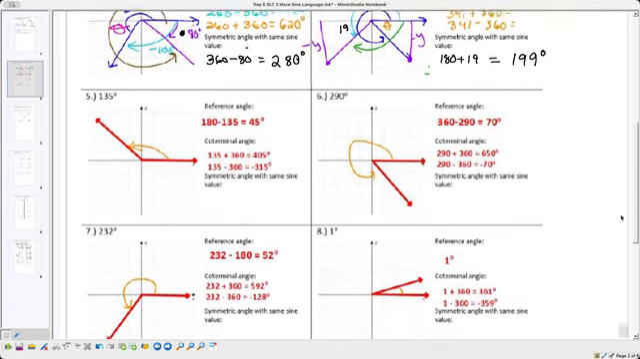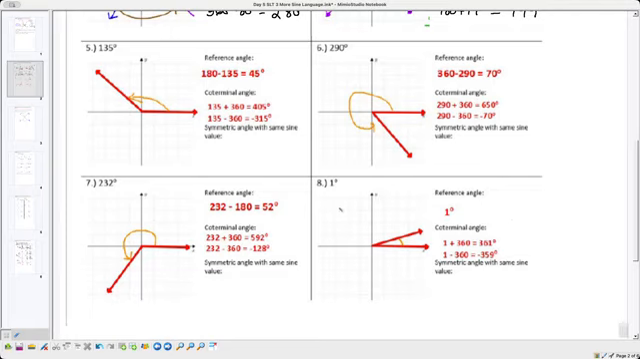Why don't you pause the video and try the bottom page finding the symmetric angles with the same sine value. You should have tried these 4 problems on your own. Let's take a look at them. 135 is originally in the second quadrant. It has a positive y value, and its reference angle is 45. So it's pretty easy to find another one. I'll just put that reference angle in the first quadrant, and it will have the same positive y value.